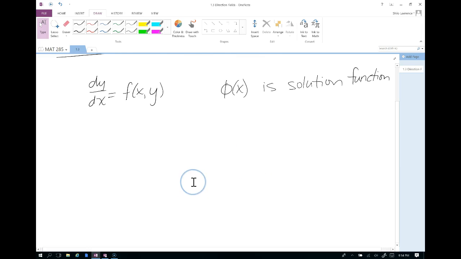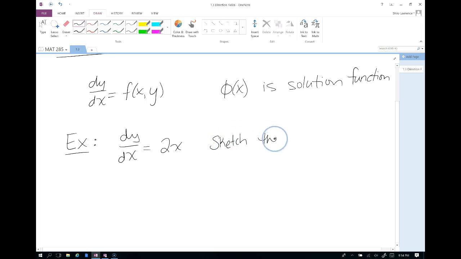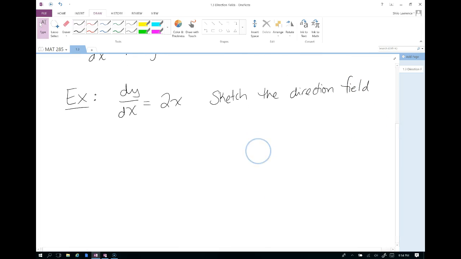So let me give you an idea here of what we mean by direction fields. So if we have the differential equation dy/dx equals, we'll just keep it simple for this first one, 2x. We are going to sketch the direction field. And these can get pretty large and elaborate. We're just going to keep it pretty small.